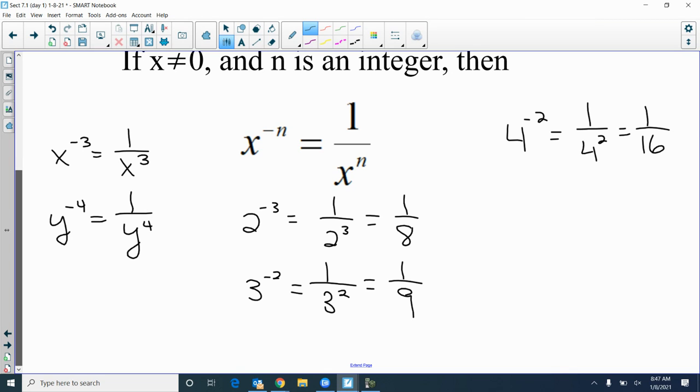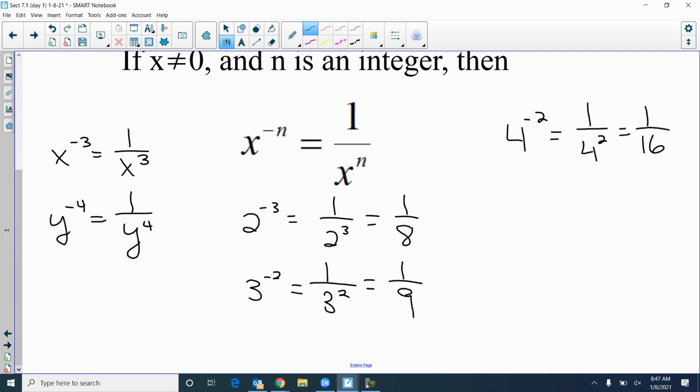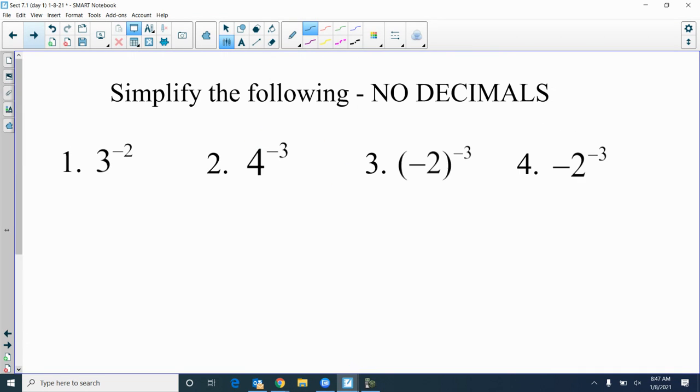Because I can take 2 to the negative third and make it 1 over 2 to the third. And here's what you got to watch, because if you do this in your calculator, 3 to the negative second, it's going to give you that decimal. We don't want the decimal. It's 1/9. That means a lot more to us than 0.1 repeating. So you got to be smarter. You can't just rely on your calculator. You can use it in some ways.